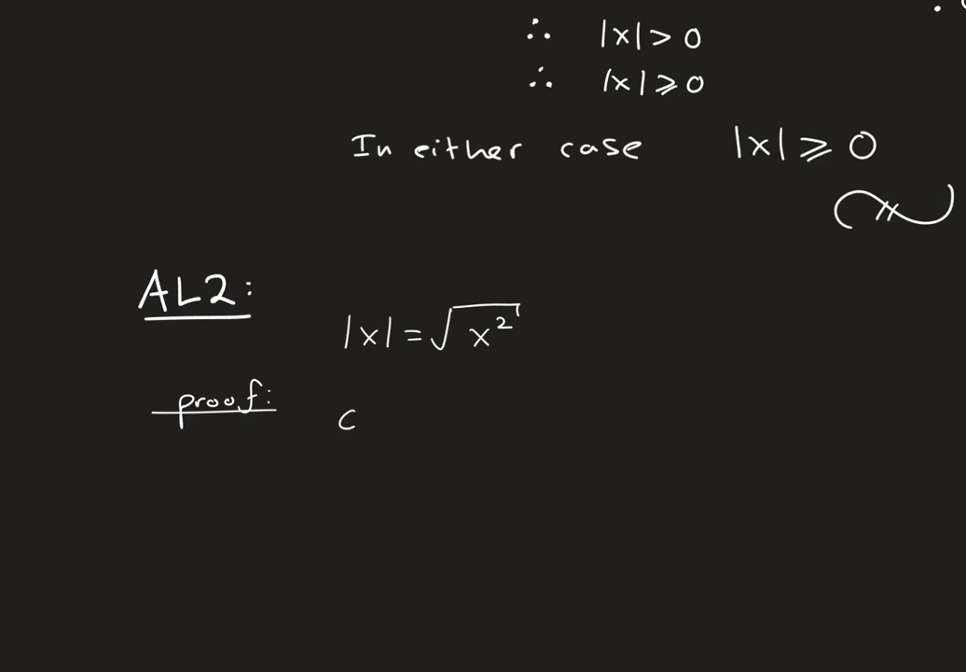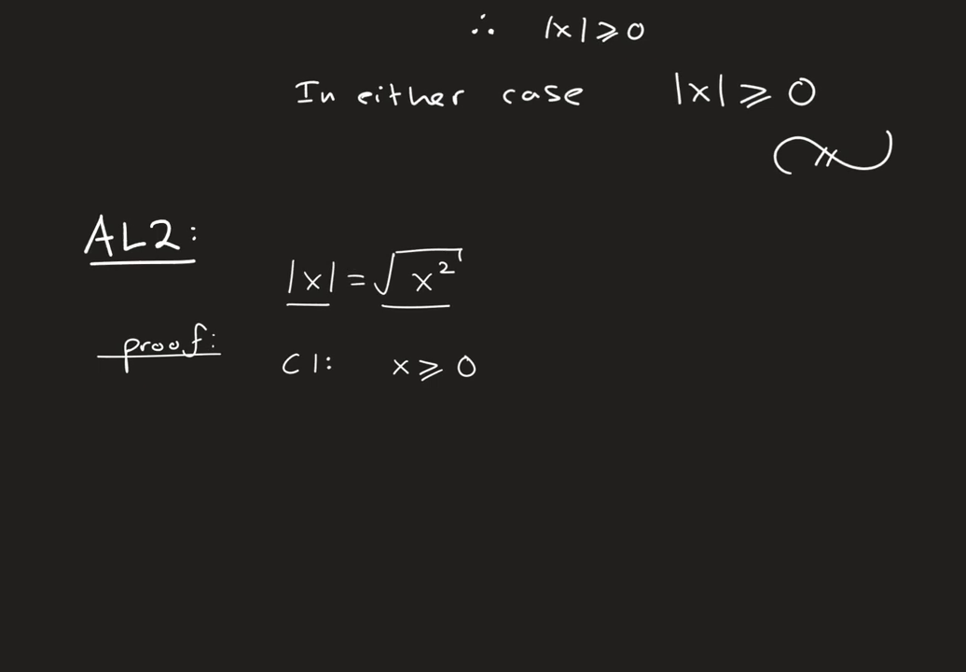Case 1. X is bigger than or equal to 0. And what we want to show is that this object is the same as this object in that case. Then the absolute value of x is by definition equal to x. All right, so that's important.